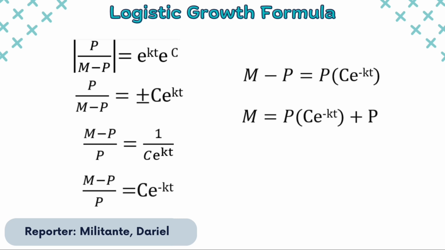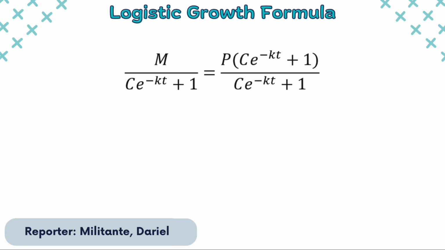Transpose negative p to the right side. We will get m is equal to p times c e raised to negative kt plus p. Factor out p from p times c times e raised to negative kt plus p. We will obtain m is equal to p times c e raised to negative kt plus 1. Divide both sides by c times e raised to negative kt plus 1. And by symmetric property, p is equal to m over c times e raised to negative kt plus 1.